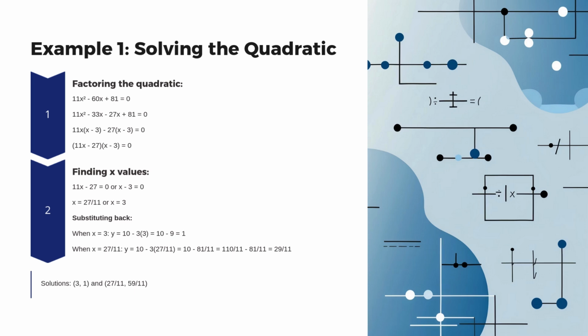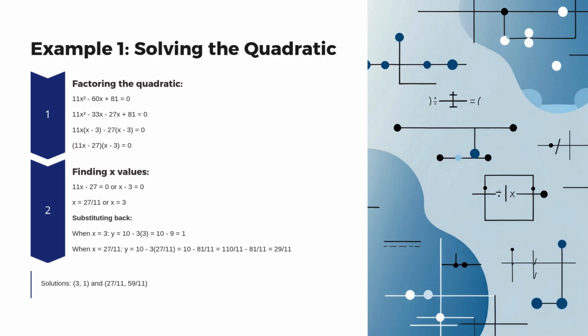This is obtained by splitting the middle term negative 60x into two terms, whose coefficients multiply to give the product of the first and last coefficients. 11x open bracket x minus 3 close bracket minus 27 open bracket x minus 3 close bracket equals 0. This is derived by factoring out 11x from the first two terms and factoring out negative 27 from the last two terms. Open bracket 11x minus 27 close bracket open bracket x minus 3 close bracket equals 0. This is simplified by factoring out the common binomial factor x minus 3.